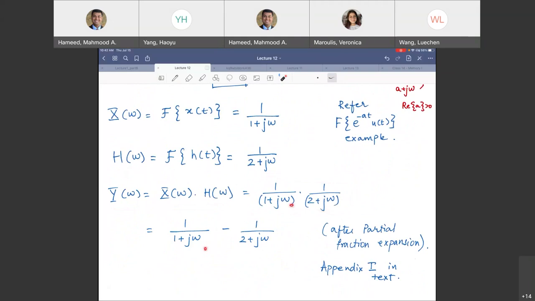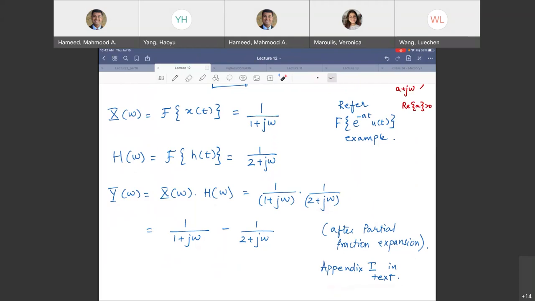But by using partial fraction expansion, you can separate it out as 1 divided by 1 plus j omega minus 1 divided by 2 plus j omega. You guys know the idea, right? Like finding the residue, hiding one, finding the other. All right. So we are going to have to deal with that partial fraction expansion again over here as well.